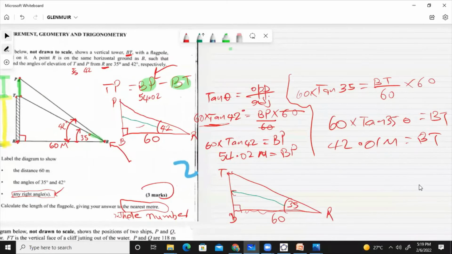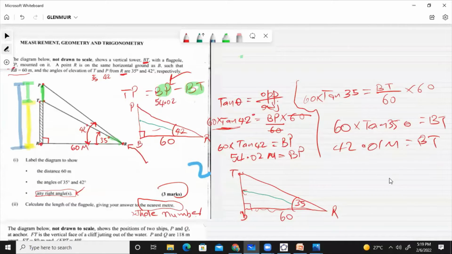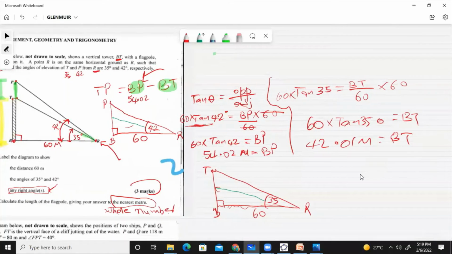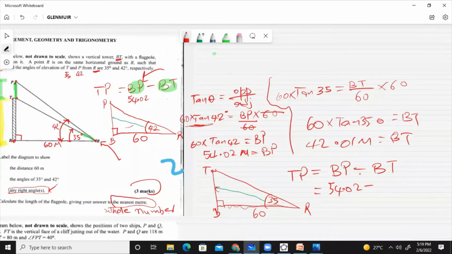Now let's put it together. I could rewrite it for us down here. So I'm going to bring the idea down here that TP is equal to BP minus BT. Remember, we got this to be 54.02 minus what we just found, which was 42.01. Let's do the subtraction.